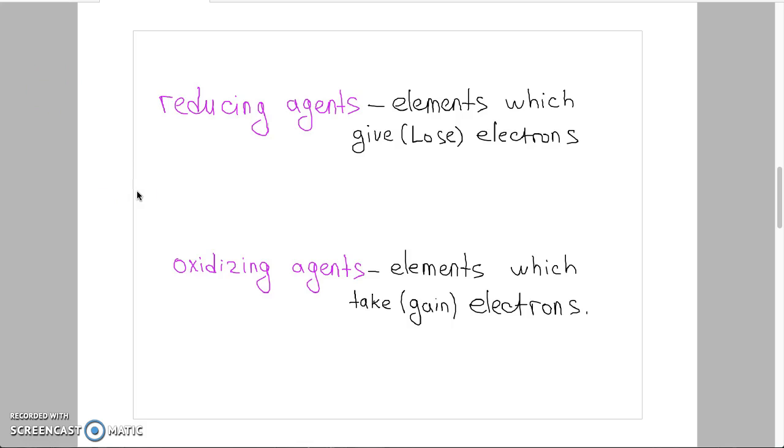After considering the reaction, we can say that we have 2 agents. One is a reducing agent, an element which gives or loses electrons. The second is the oxidizing agent, an element which takes or gains electrons.